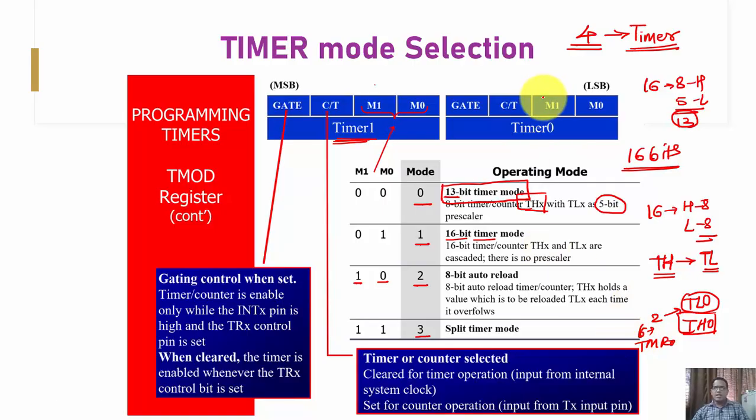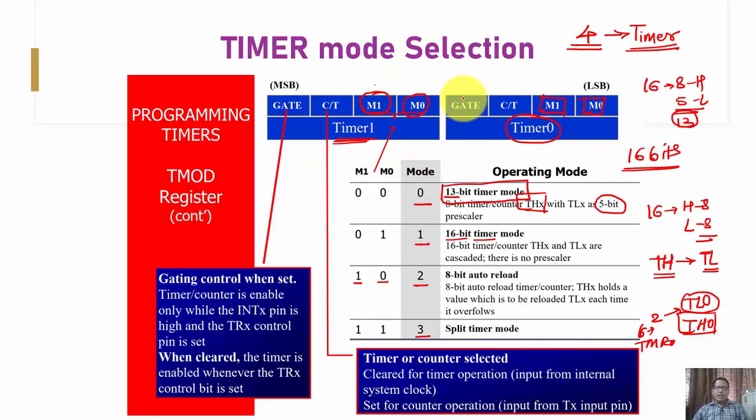Okay, so in this way, these two bits, M0 and M1, are used to select the proper mode of operation for the timer. It may be 13-bit timer or counter mode, 16-bit timer or counter mode, 8-bit auto reload timer or counter mode, or split timer mode here. And the same is applicable for timer 0.